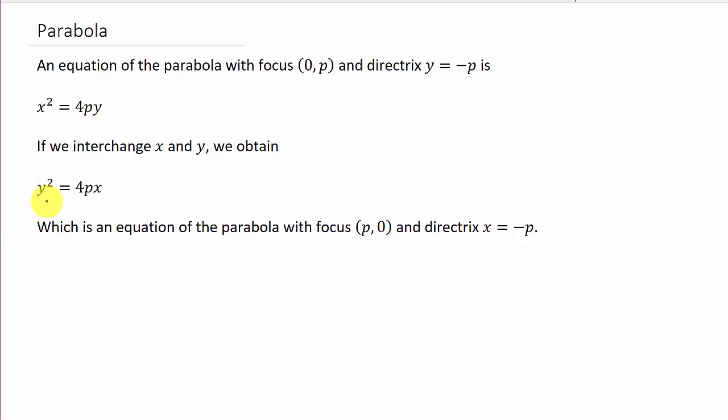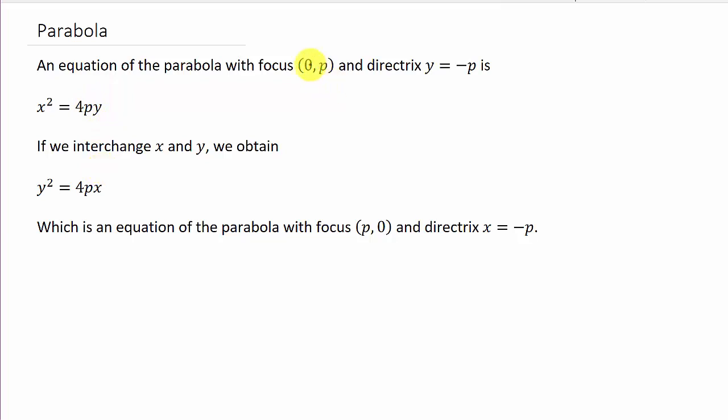And then we have one that's going to open either left or right. y squared equals 4px. See, the y is squared. And whether it opens left or right, that's going to depend on p. Remember, one that opens to the right, p will be positive. One that opens to the left, p will be negative. And same thing up here. If p is positive, it'll open up. If p is negative, it will open down.